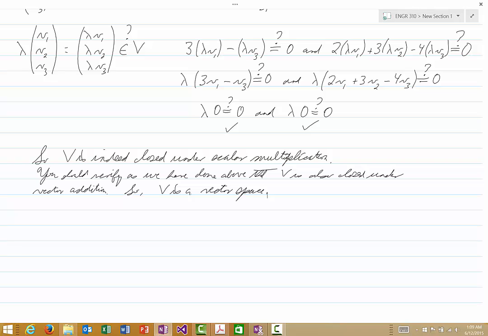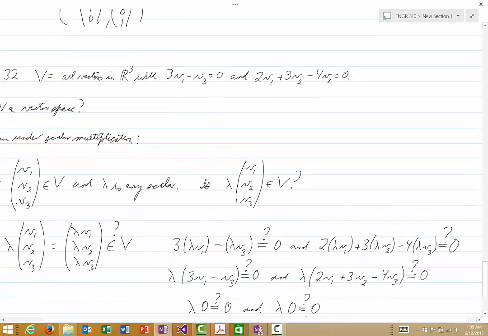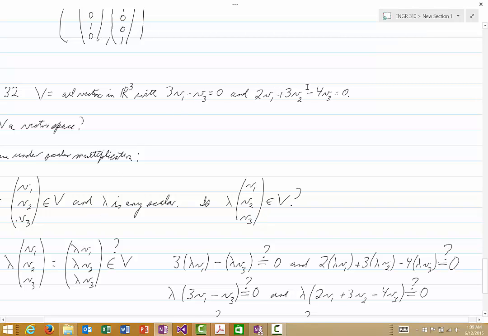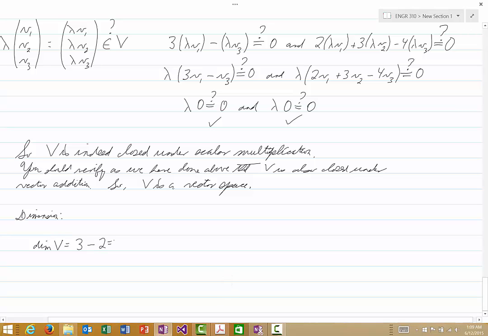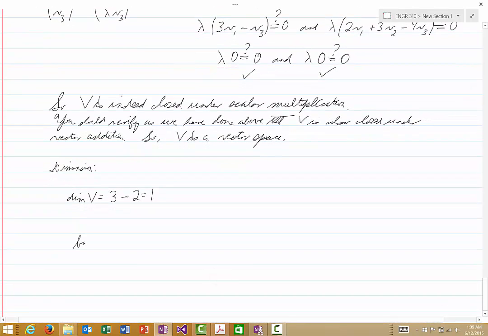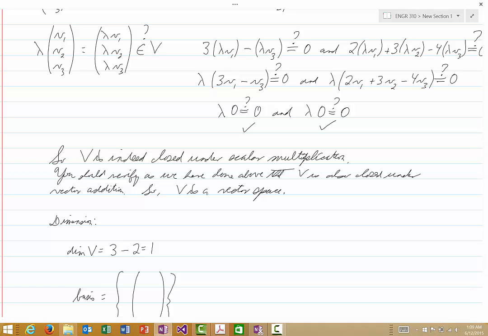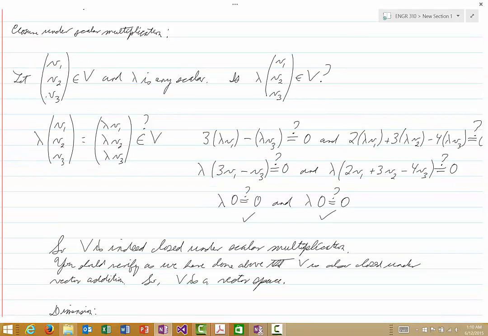And now, as usual, we want to find the dimension and a basis. Dimension: the underlying space is R3, so we have 3 minus the number of constraints. The number of constraints here is 2. We have two equations that must be satisfied. So 3 minus 2 is equal to 1. The dimension of V is equal to 1. And therefore, the basis will consist of only one vector. We need to find one non-zero vector that is in V, and that will be acceptable as a basis for V.